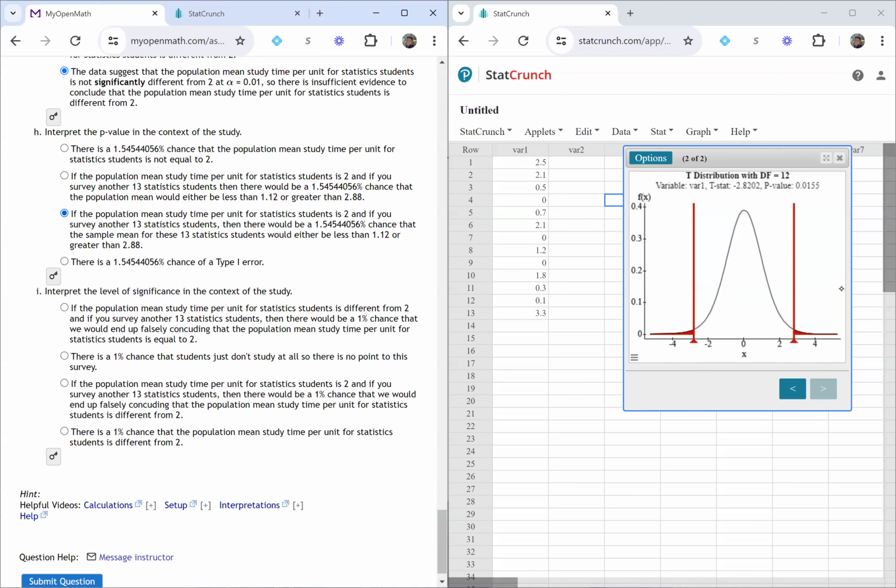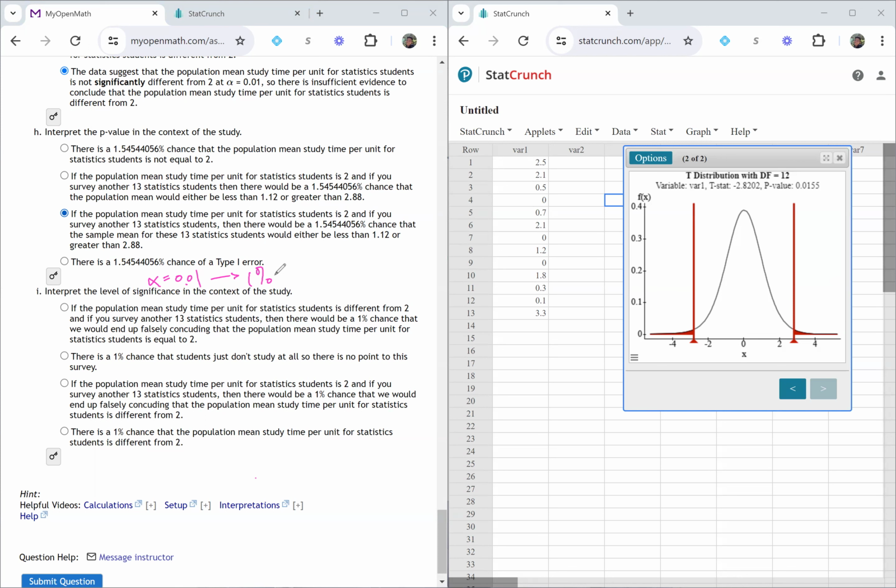It says, interpret the level of significance in the context of this study. The level of significance goes back to knowing what our alpha level is. Alpha equals 0.01, and that is the same as a 1% chance. So that's where all these answer choices are getting the 1% from. It's from our alpha value in the beginning.